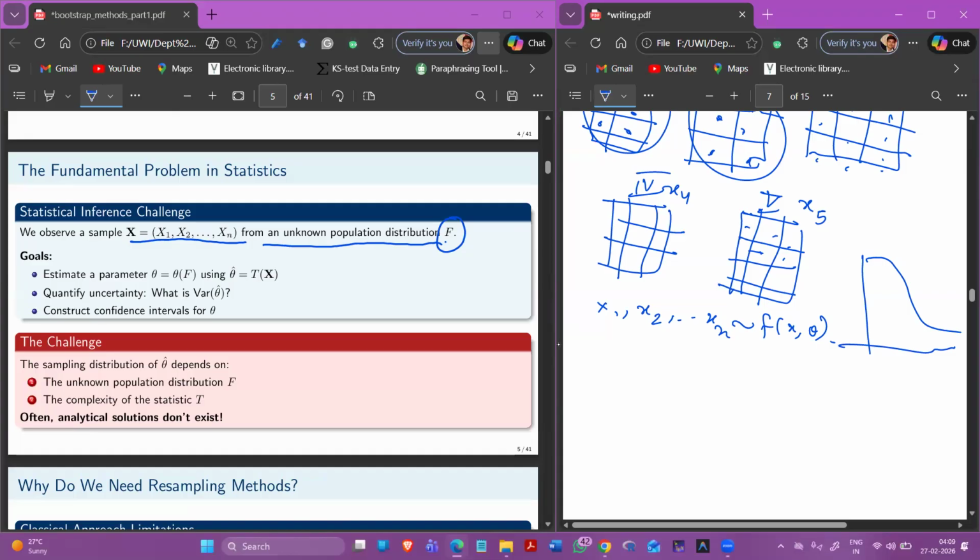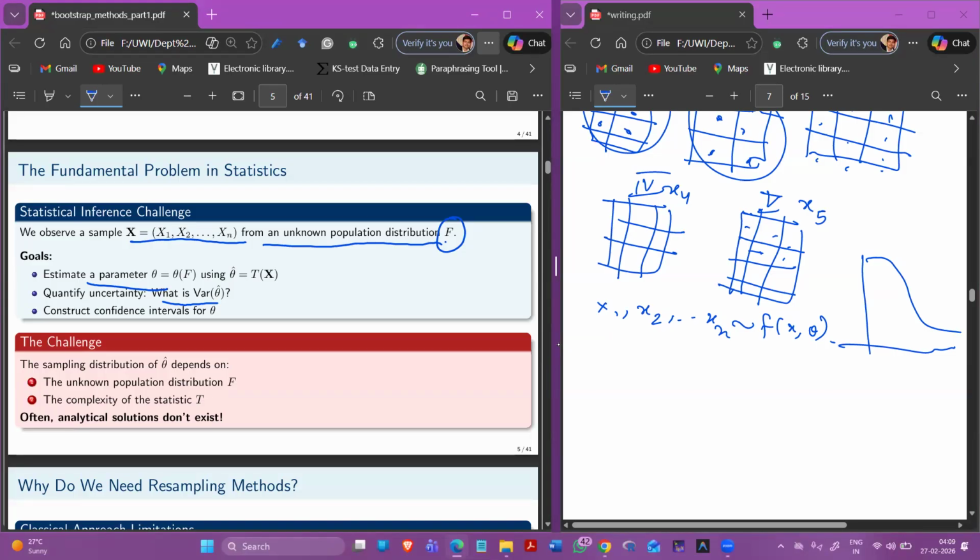So what is our goal in statistics first? To estimate a parameter. So we need to find the estimates of the parameter, that is basically mean, median, like that, right? And quantify the uncertainty, meaning what is the variance, what is the standard error, these things that we are curious to find out. Yes or no?